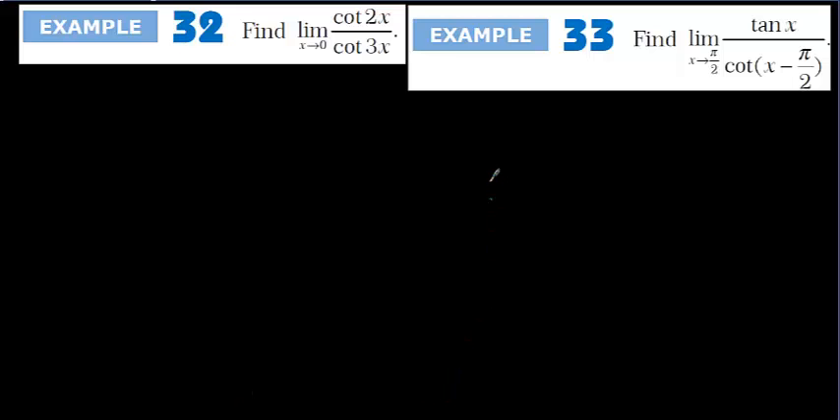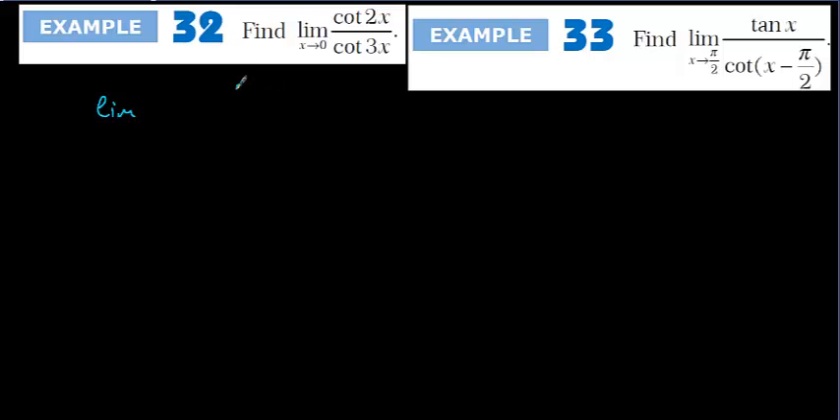Now for each type of question, we have different solution methods. Here, when you apply 0, cotangent 0 is infinity, cotangent 3 times 0 is also infinity, so this is an infinity over infinity case again. What we are going to do in this type of question is apply trigonometric transformations, which means trigonometric identities.